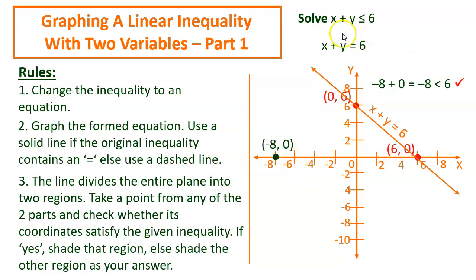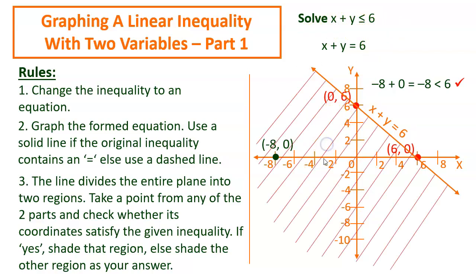So since every point of this region satisfies this inequality, along with the points on the line because of the equality sign, we check: if yes, shade that region, else shade the other region as your answer. Since this point and every other point of this region satisfies this inequality, we will be shading this region. So this is our answer. Every point lying in this region will be an answer for this inequality.